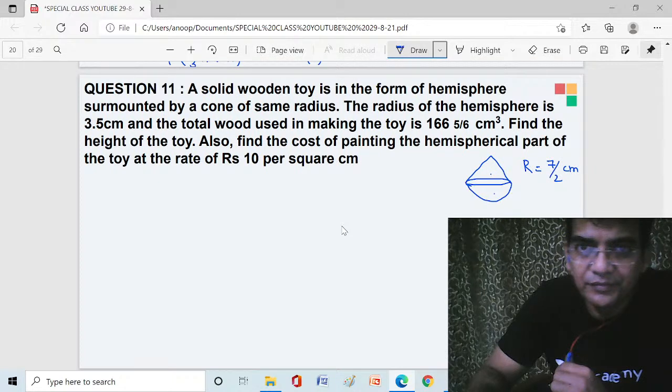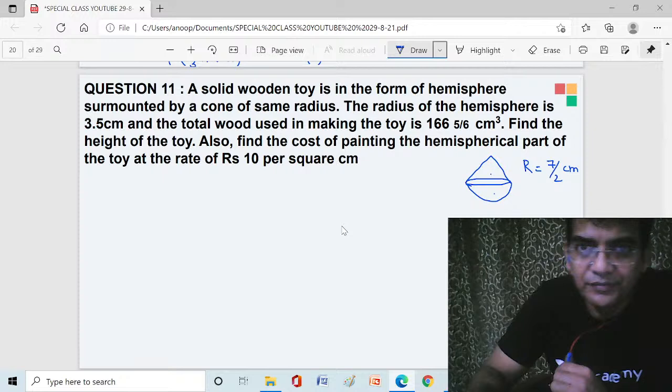And they have given you the total wood used in making, that is the volume of this toy. It is given as 166 whole number 5 upon 6. So volume is given first of all. Now this is the volume of this whole toy. When we reduce it into an improper fraction, that will be 1001 upon 6. So this is the volume.